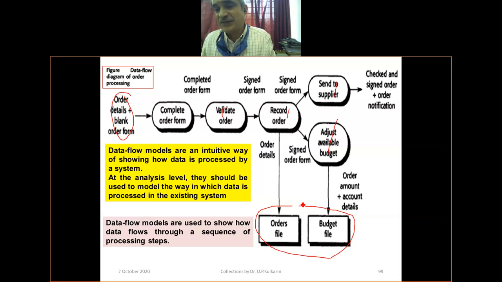So the budget will get reflected, the changes and all. The order file, that order, whatever you have prepared, the order details will get into the order files. So this is how the view you are building. We call it a viewpoint, right? So please look into that.